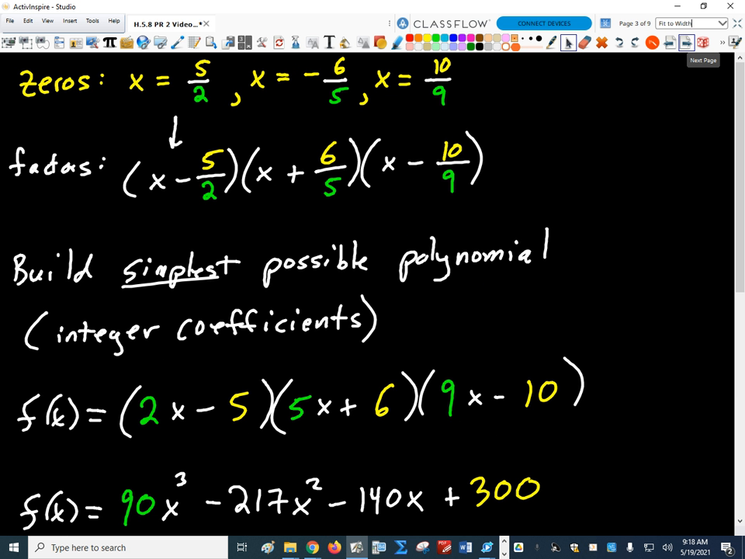How about one like this? What if my zeros are fractions? 5/2, -6/5, and 10/9. Okay, so then the factors would just become x minus 5/2, x plus 6/5, and x minus 10/9, right? And let's say that those are the zeros, right? So I should be able to actually set this whole thing equal to 0, and that should be a true equation, right? So if we want to find a more convenient expression for this function, then I could clear all those fractions, couldn't I? Right?